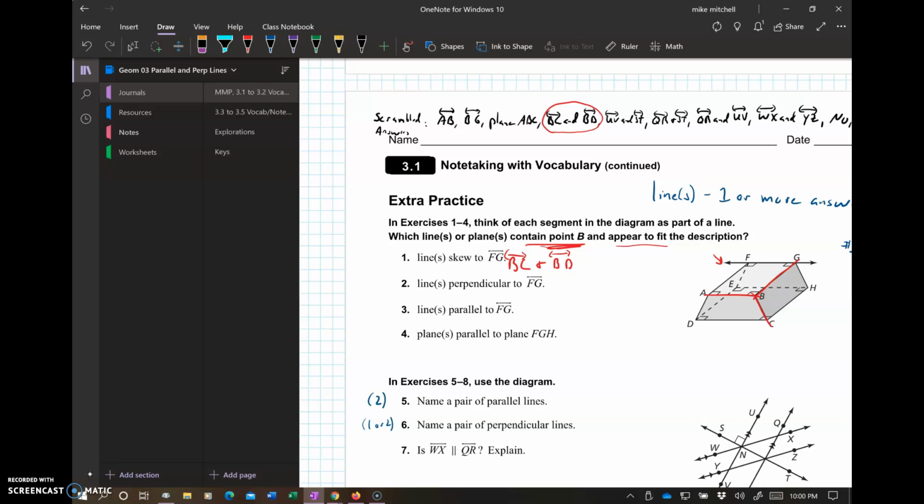And planes parallel to FGH. So FGH, that's this back side right there. Is there a plane that's parallel to that?